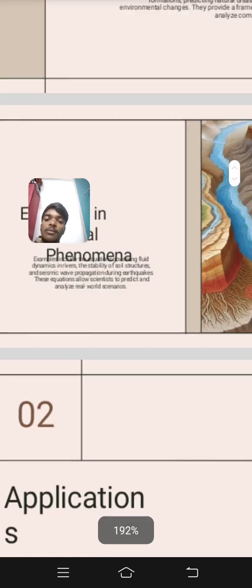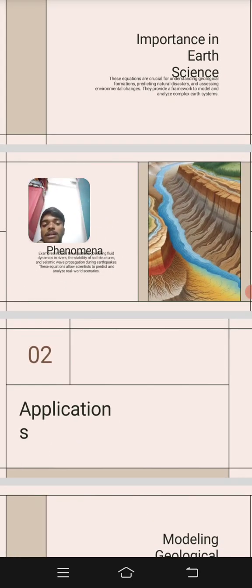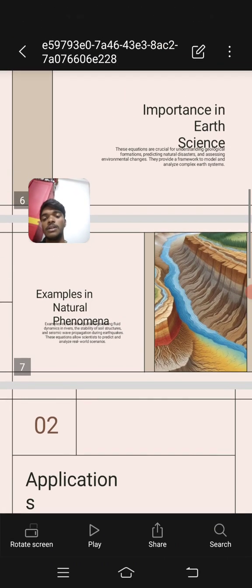Examples include the equations governing fluid dynamics in rivers, the stability of soil structures, and the seismic wave propagation during earthquakes. These equations allow scientists to predict and analyze real world scenarios. As you can see in the given image, the natural phenomena of rivers and sand.